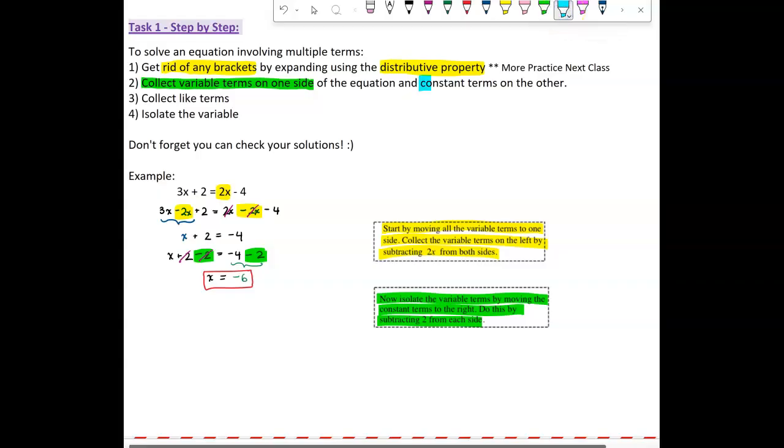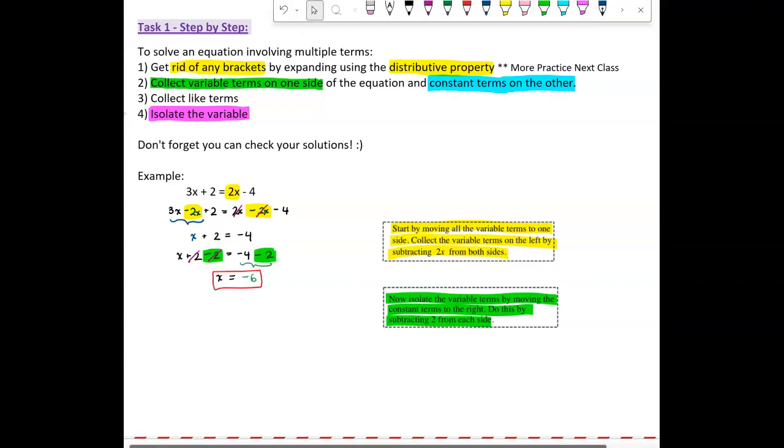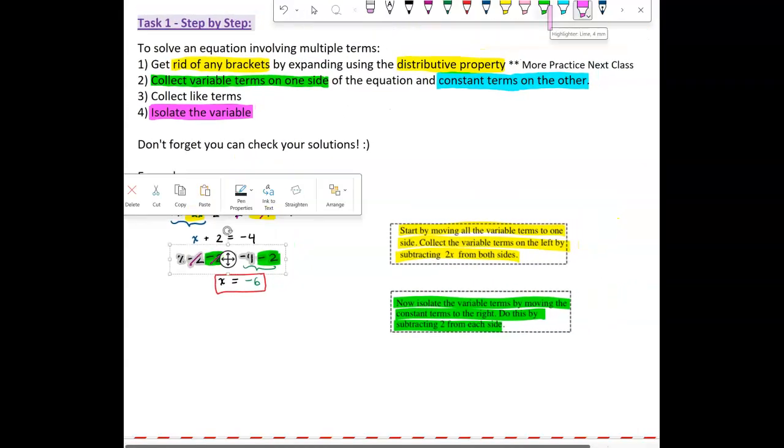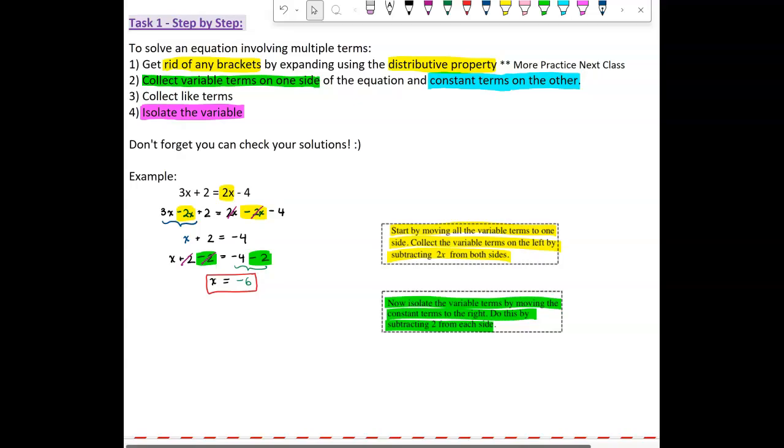On the other hand, we want to keep all the constant terms, and those are the terms without any variables, and put them on the other side of the equation. And then once you have variable terms on one side, constant terms on the other, you're going to collect them, put them together, and the whole idea is to isolate the variable so that the variable is by itself, no coefficients at the end. And what you always want to do when you solve any equation is don't forget to check the solution to make sure it makes sense.